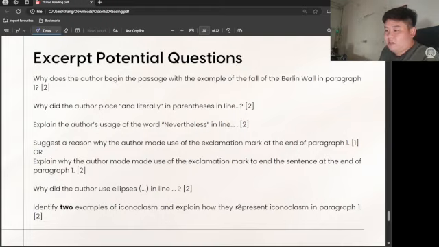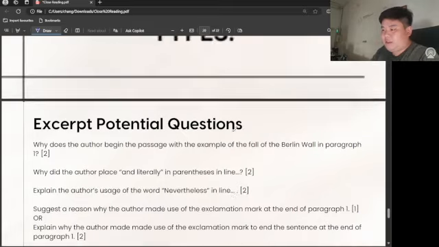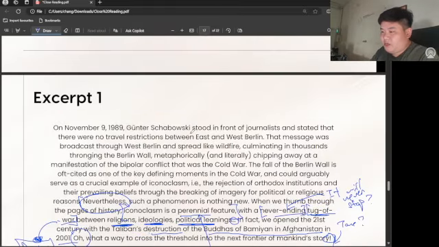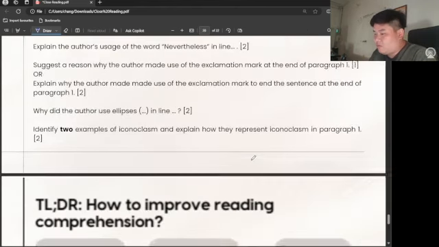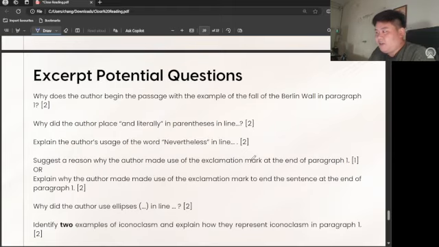Or why did the author place "and literally" in parentheses? Parentheses just refers to brackets. So this one. Okay, then you know brackets, what they're meant to do is to provide additional information, right? So the author is attempting to provide additional information that the wall between East and West Berlin was not just metaphorically destroyed, it was literally destroyed, i.e., the citizens of both West and East Germany actually destroyed the wall itself, or at least not the entire thing, but parts of it.